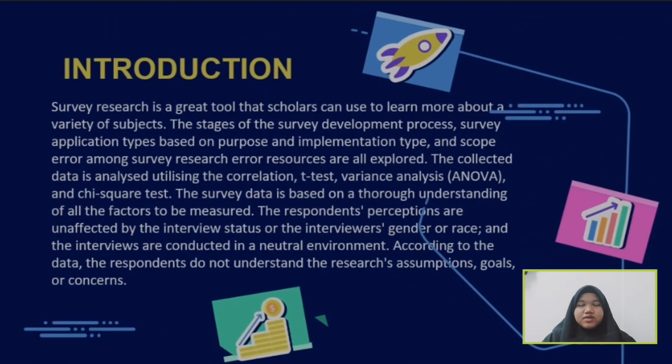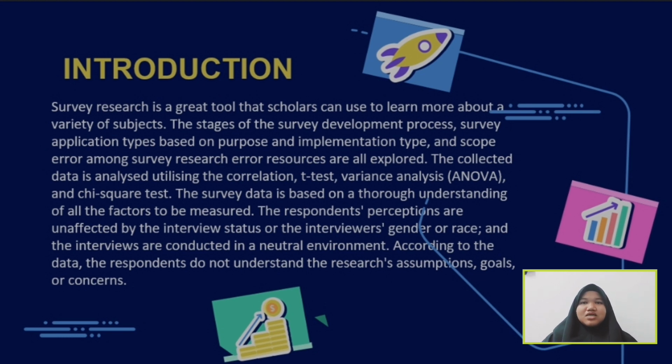Introduction. Survey research is a great tool that scholars can use to learn more about a variety of subjects. The stages of the survey development process, survey application types based on the purpose, implementation type, and scope, error among survey research, and error resources are all explored. The collected data is analyzed utilizing correlation, t-test, variance analysis, ANOVA, and chi-square test.